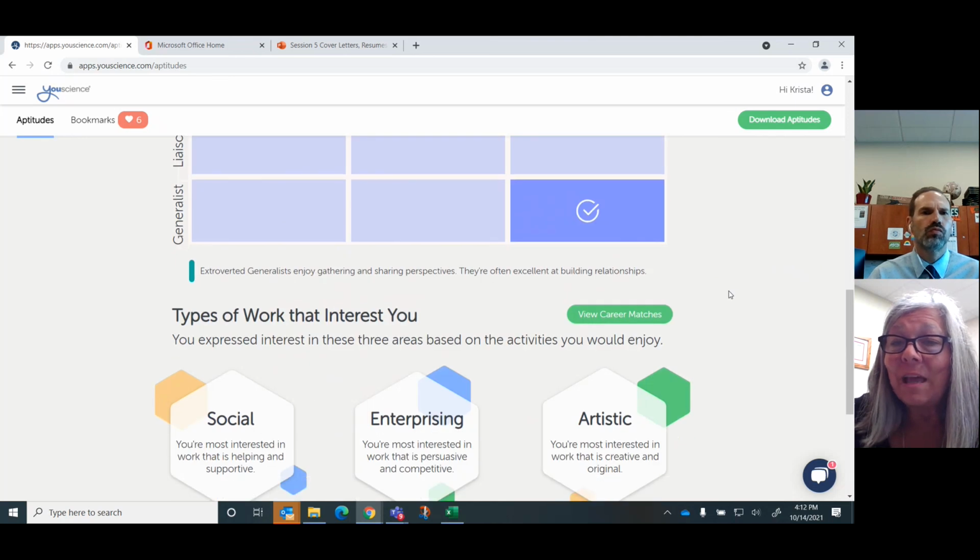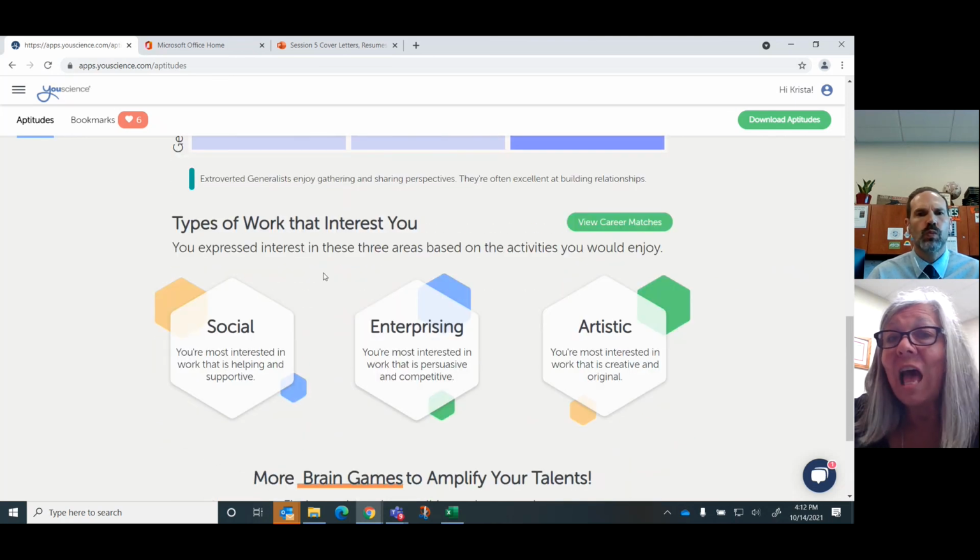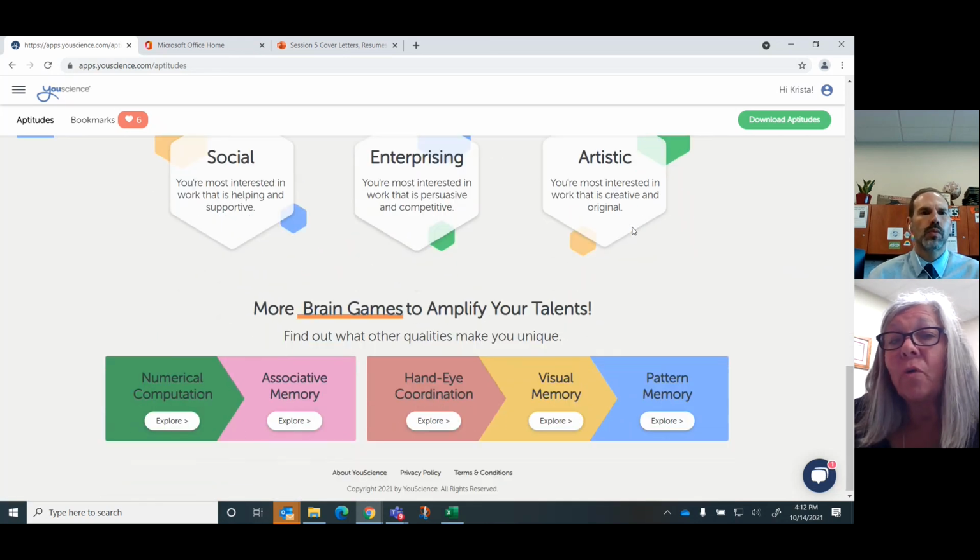As we scroll on down the page, we see there are types of work that might interest me. Social, enterprising, artistic are three areas of activities that I might enjoy. And of course, I can click to view my career matches, which we explored in our previous session. It would just take me to that same career match page. At the bottom, there's more brain games to amplify your talents. If you want to participate in more brain games, you can do that.